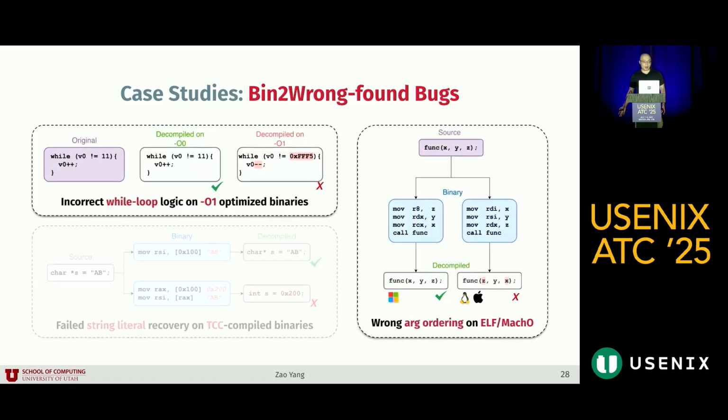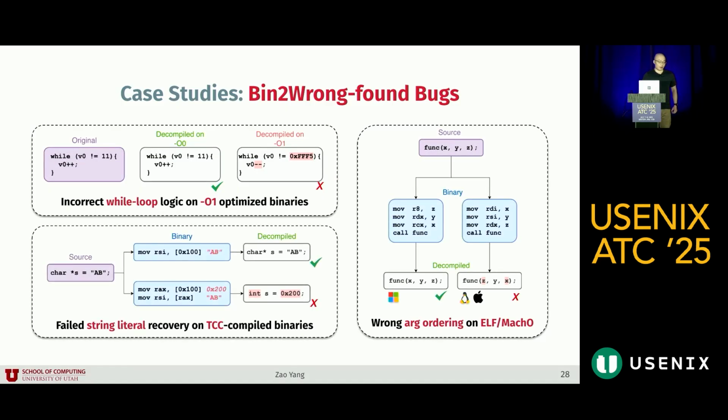These are some bug examples found by Bin2Wrong, including incorrect while loop logic on -O1 optimized binaries, failed string-literal recovery on TinyCC compiled binaries, and incorrect argument ordering on ELF and Mach-O binaries. While I wish I could explain them in more detail, due to time constraints, please refer to our paper for them. But I do want to highlight a more interesting bug found by Bin2Wrong in a commercial decompiler, Binary Ninja.